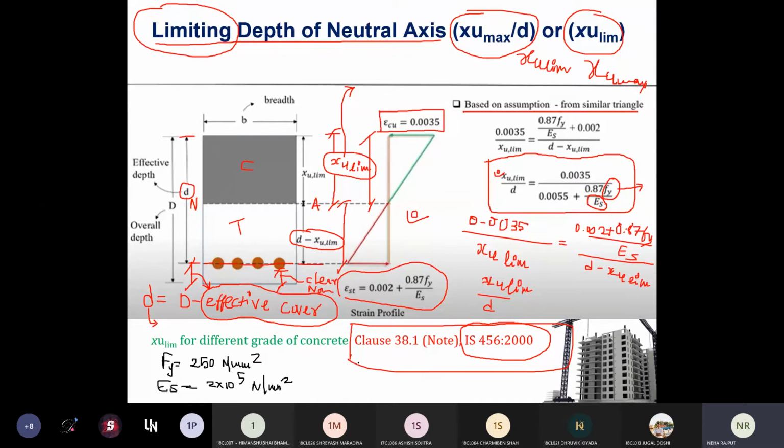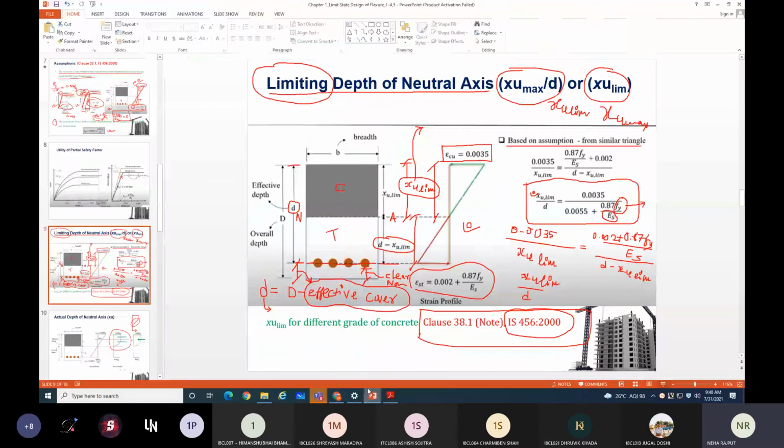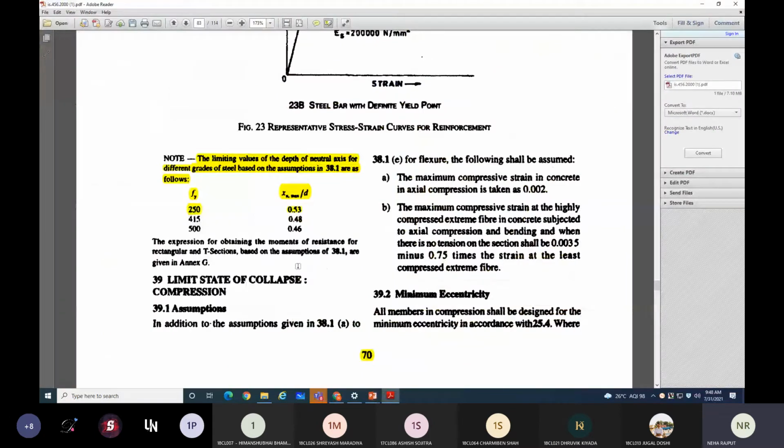Put these two values on the right side and find out XU lim by D. Let me know what value you are getting. 0.53, 0.5313, so 0.53. Right. Now see, in the code also this 0.53 for Fe 250 is given. Clear, everyone? Yes, ma'am.